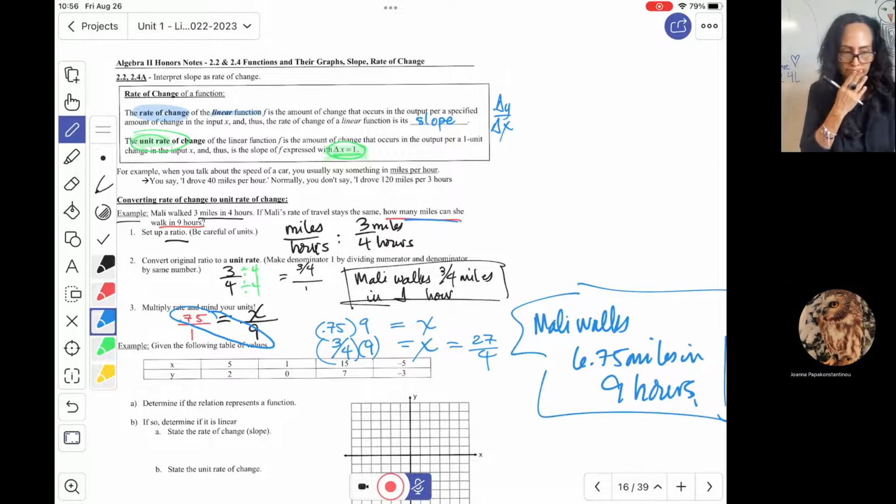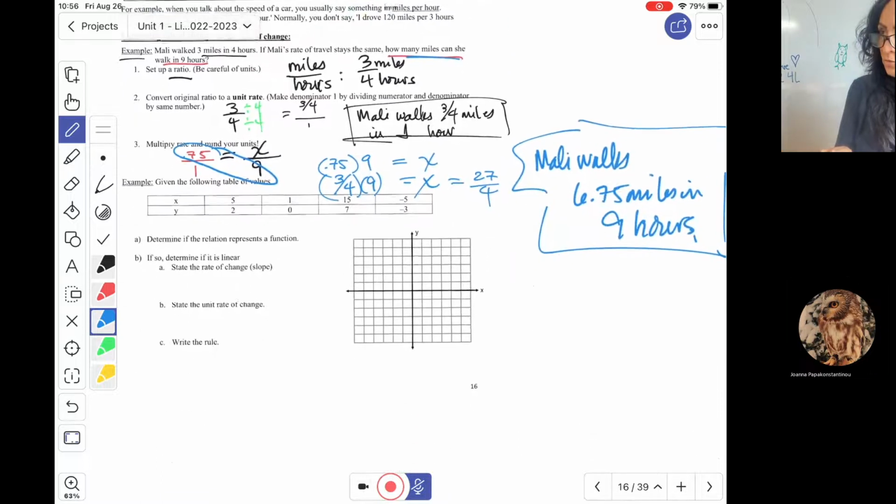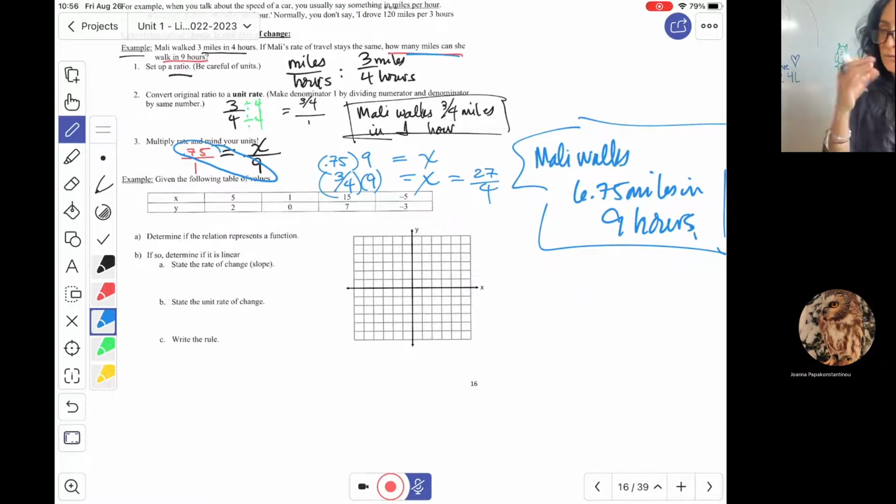Fair? Okay. Any questions on that word problem? So we had to convert it to a unit rate of change, and then we had to answer the question.